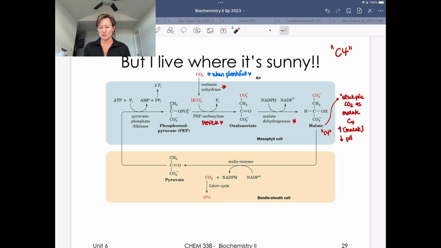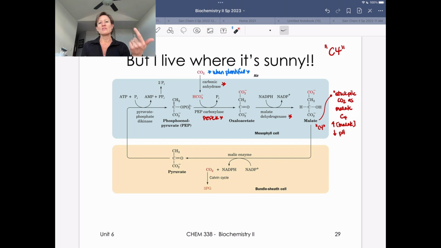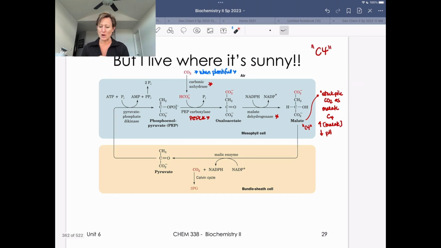So the last thing to highlight is there's another kind of specialized C4 plant called CAM plants, and they not only separate and sequester this carbon dioxide in this way, but they do it by separating in time as well.